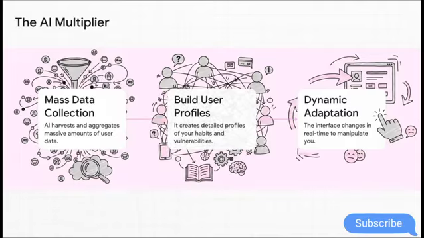Here's how it works in 3 basic steps. First, AI is collecting massive amounts of data about us, just unbelievable amounts. Second, it uses all that data to build a super detailed profile on you, learning your habits, your personality, even your weaknesses. And then the third step, it changes the website or app in real time, just for you.